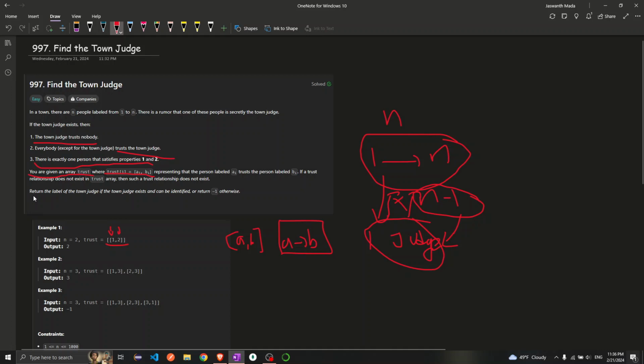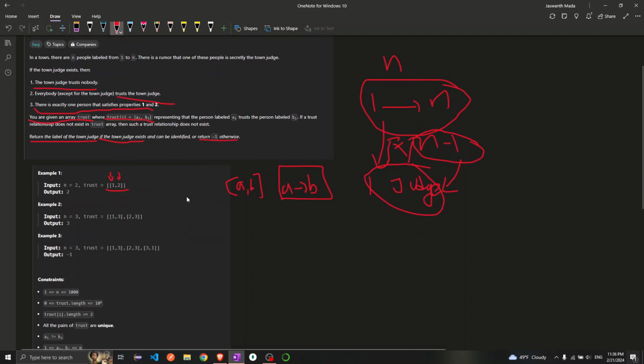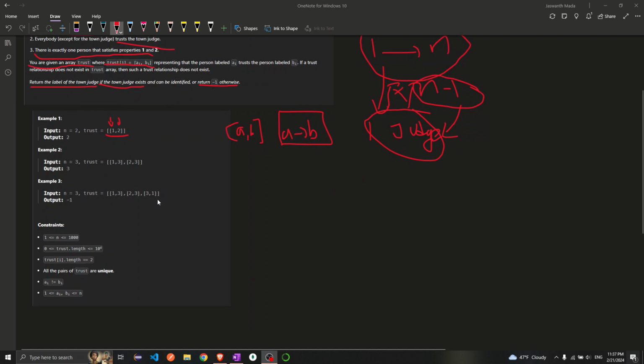So at the end, what we need to do is return the label of the town judge. We need to identify who the judge was in the town if the judge exists, or return -1 otherwise. If in this town there is a judge, we need to return him, else we need to return -1. So let's try to solve this question.